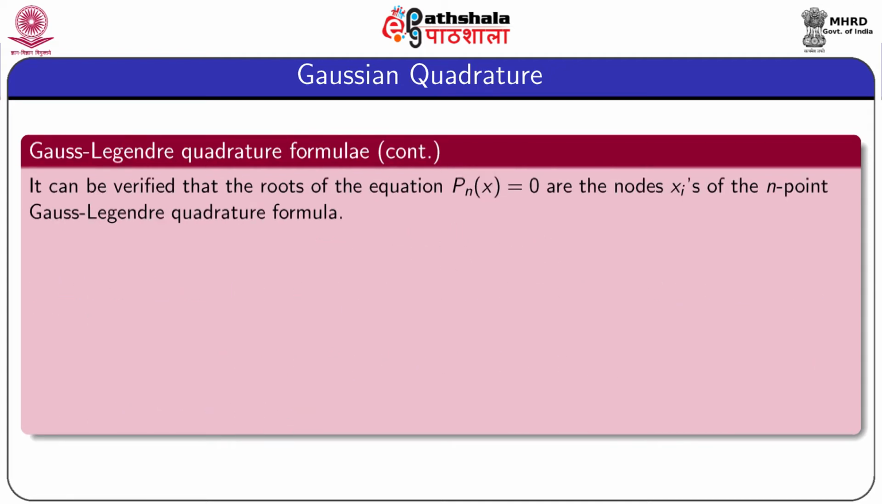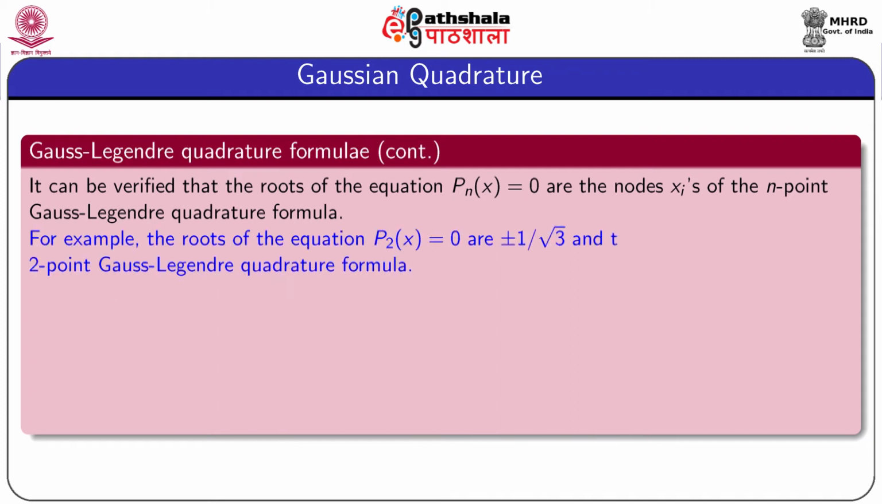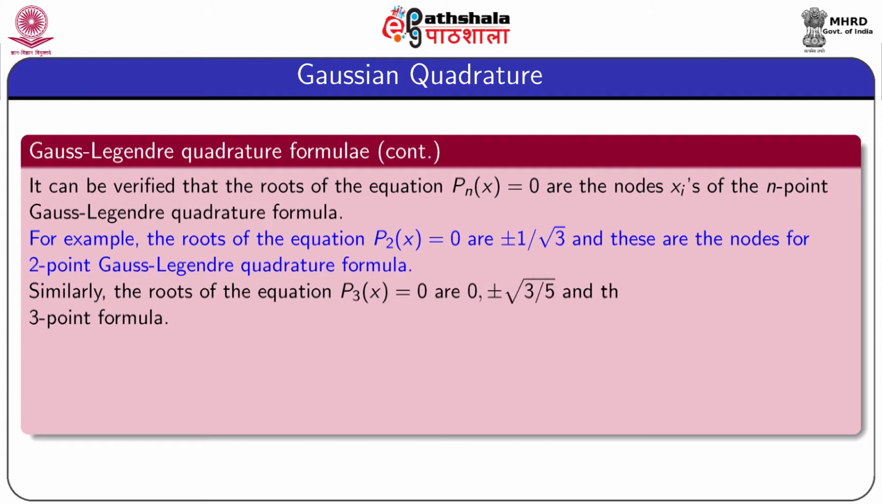It can be verified that the roots of the equation Pn(x) equal to 0 are the nodes xi's of the n-point Gauss-Legendre quadrature formula. It is obtained from the statement mentioned in the previous slide. For example, the roots of the equation P2(x) equal to 0 are plus minus 1 by root 3, and these are the nodes for the 2-point Gaussian quadrature formula. We have already deduced these values. Similarly, the roots of the equation P3(x) equal to 0 are 0 and plus minus root over 3 by 5, and these are the nodes of the 3-point Gaussian quadrature formula.